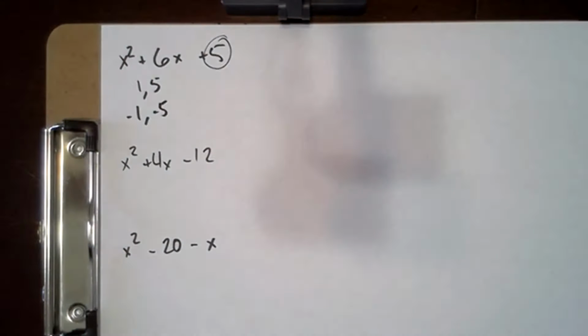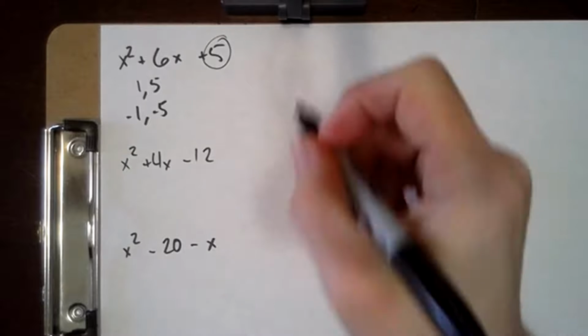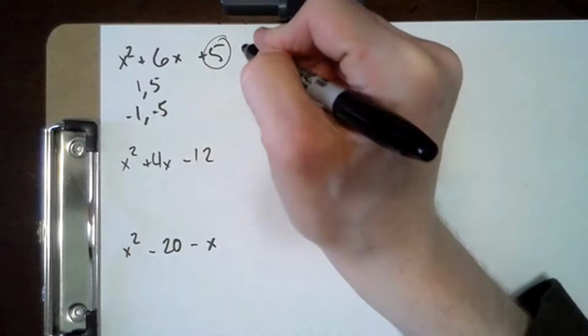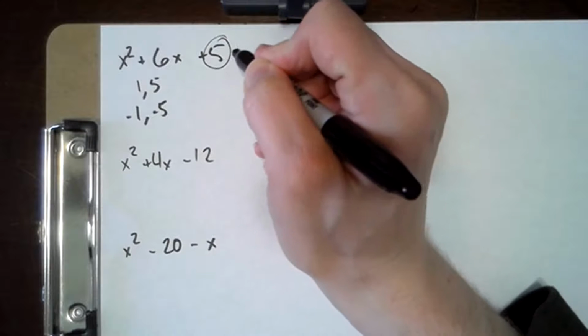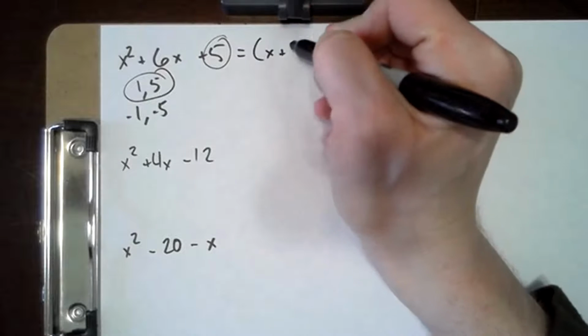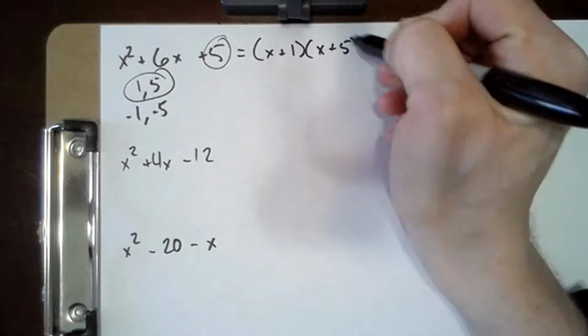In general, I will not bother listing both the positive and negative. I'll just see what we can get when the greater value is positive, and if it's a negative, then we'll know to switch the values. So here we've got x squared plus 6x plus 5. And if we want these to add to a positive 6, we need 1 and 5. So this is equal to x plus 1 times x plus 5.